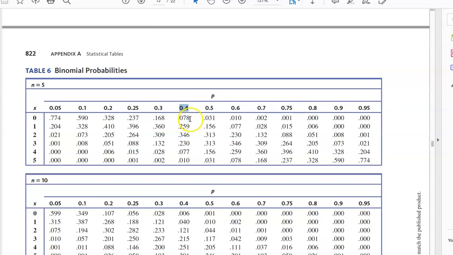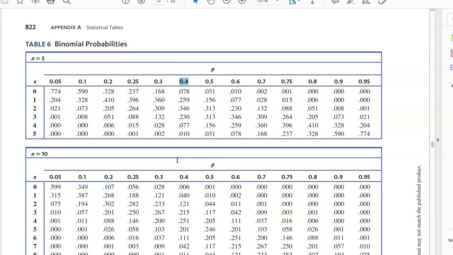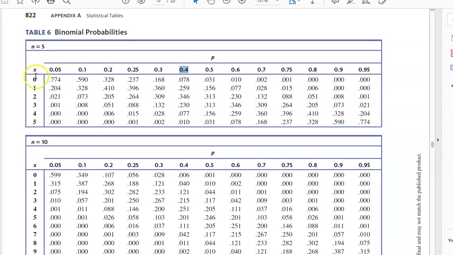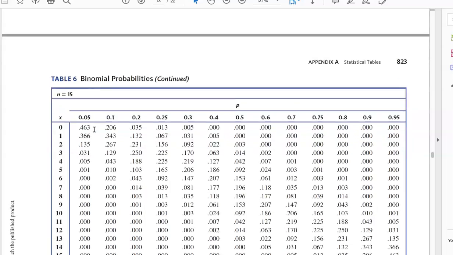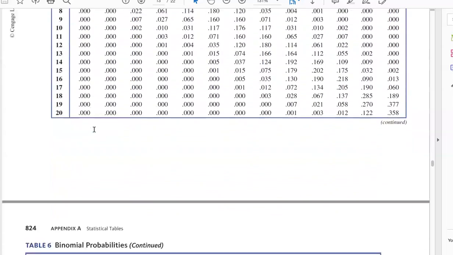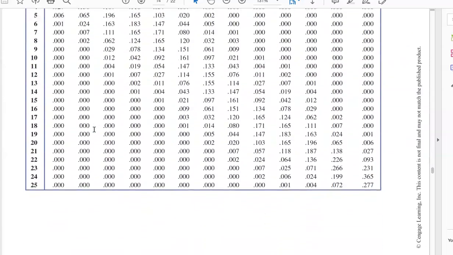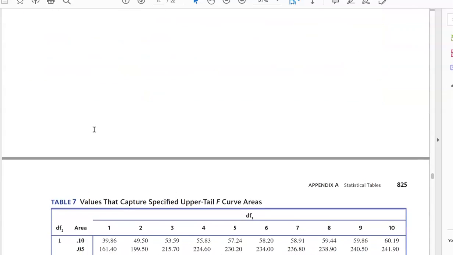X equals 0 is 0.078, x equals 1 is 0.259, x equals 2 is 0.346, which we did by hand. Then the remaining 3 are 0.230, 0.077, and 0.011. So the table itself is not that hard to read, but the problem is we have the case of n equals 5, n equals 10, n equals 15, n equals 20, 25, and I think that's it. Yeah, that's all that we have.